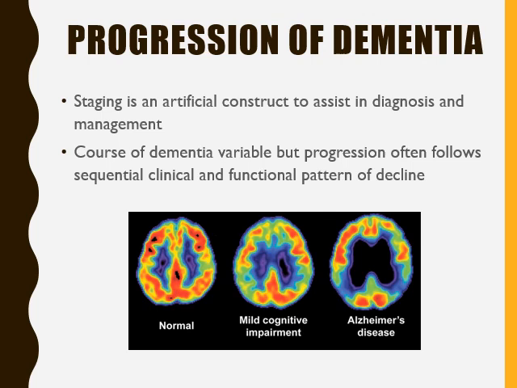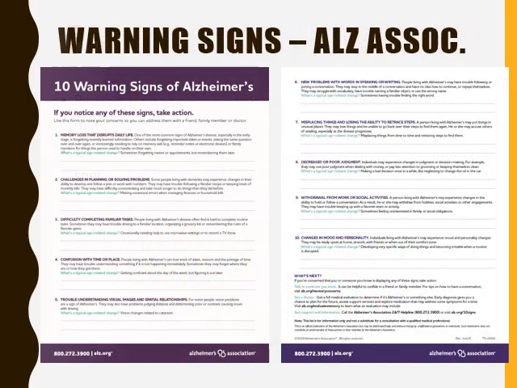So as you can see here, here's the normal, here's the mild cognitive impairment, and here's the Alzheimer's disease. Looking at the PET scan, you can see how much glucose energy is lost just in the brain scan. Look at all those dark spaces in the Alzheimer's disease. Staging is an artificial construct to help us in the management. That's why the progression of dementia is really, really difficult. So we're going to focus on early stages, and we're going to focus on the late stages. And that's just to help you guys. So here's the warning sign. I know this is super, super small to see, so I actually wrote it out on the next slide.